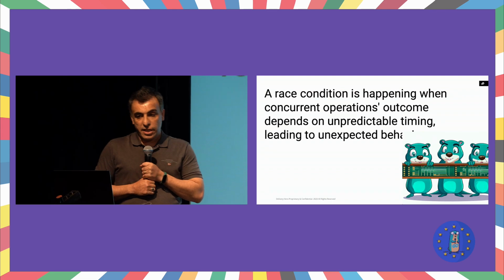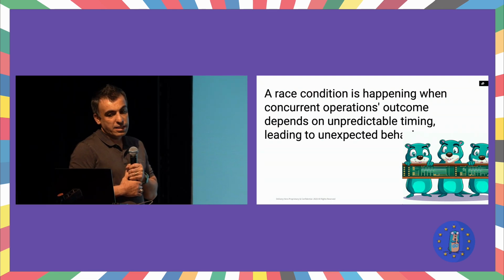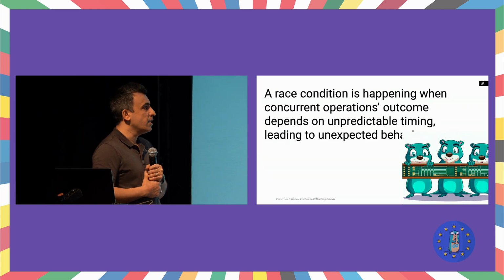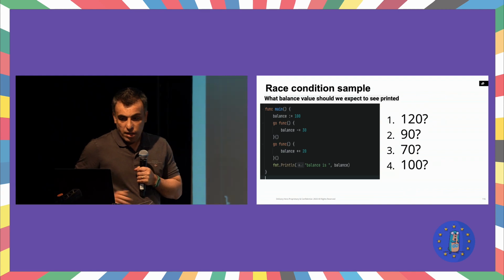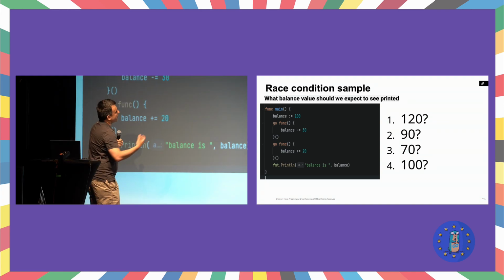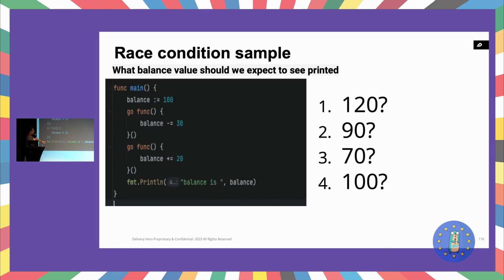So what is a race condition? A race condition happens when a concurrent operation's outcome depends on unpredictable timing, leading to unexpected behavior of the program run. What does that mean? Let me give you a sample. We have sample code here on the left side: two Go routines plus the main Go routine. One of them is going to change a balance, a shared variable. Another one is adding, another one is going to increase that. What should we expect to be printed at the end of the program?